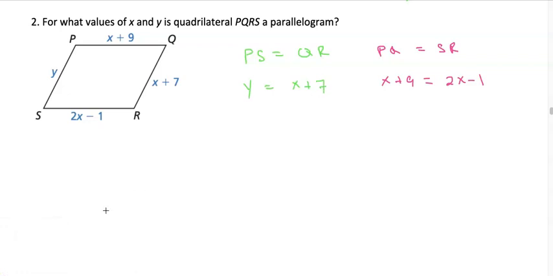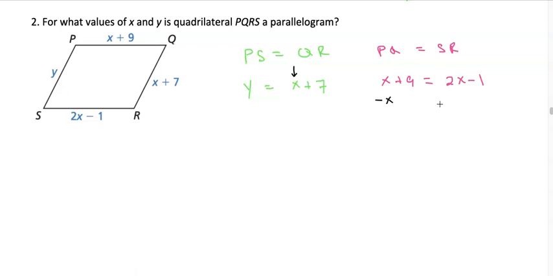So in this equation, I have a Y and an X. So I have two different variables here. Y equals X plus 7. And then on this side, I have X plus 9 equals 2X minus 1. So what I'm going to do first is solve for X from PQ equals SR. Then go back and plug that X value into here and then solve for Y.